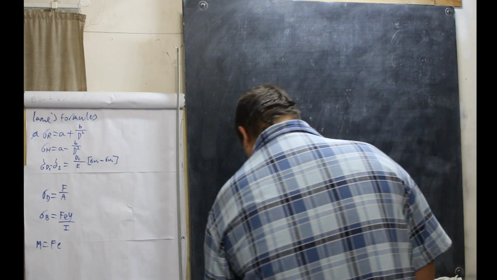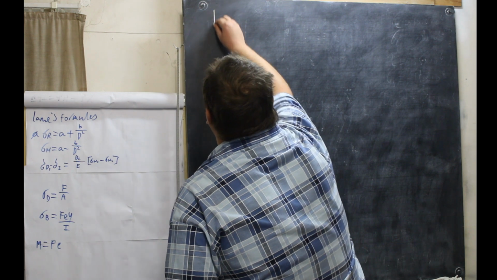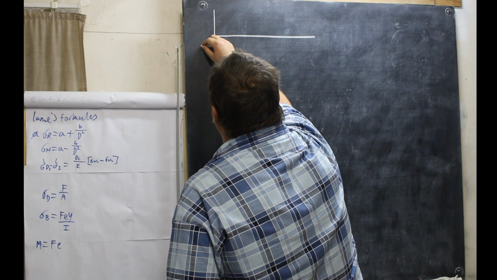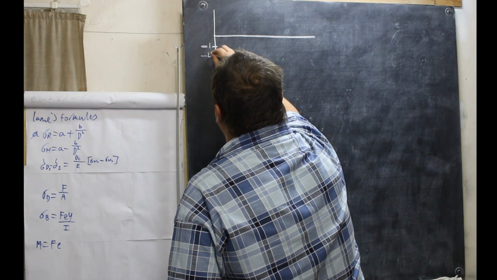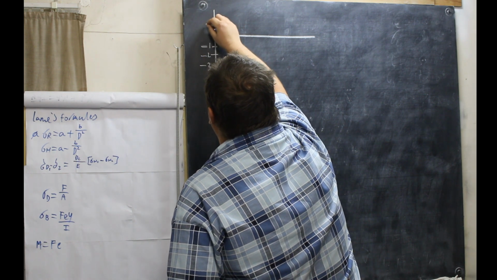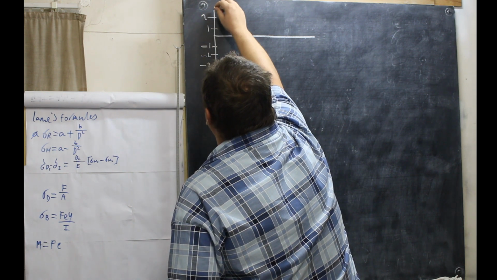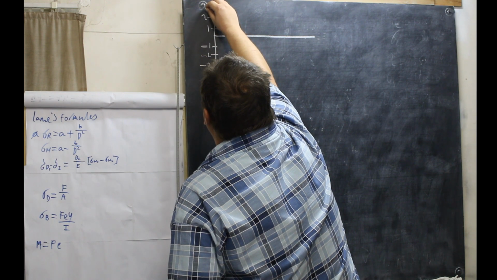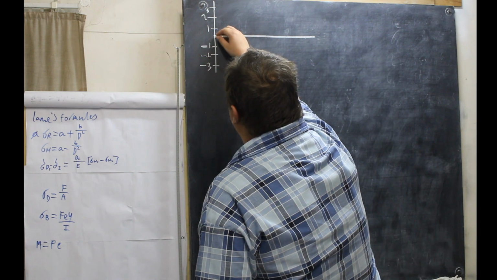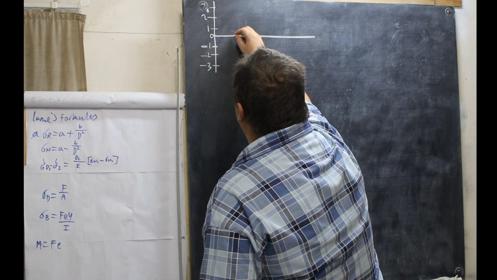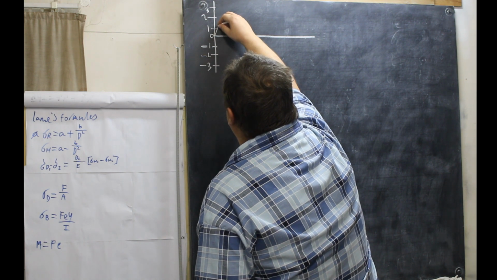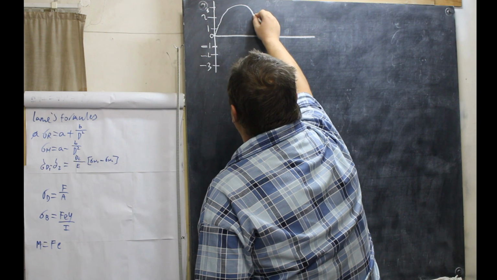Okay, so first things first, we need to draw the graph. So the graph will look something like this. Minus 1, minus 2, minus 3, 1, 2, 3. Okay, now this is 0. Now the graph is going to do something like this.